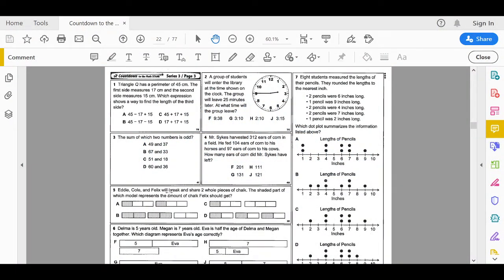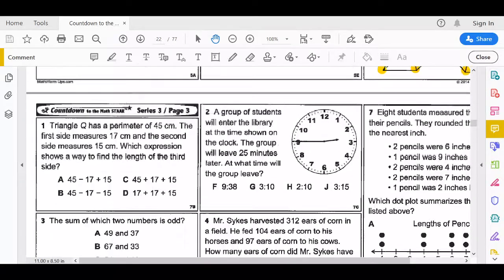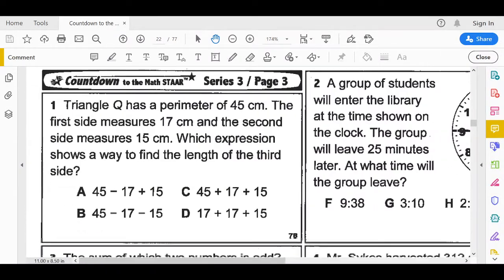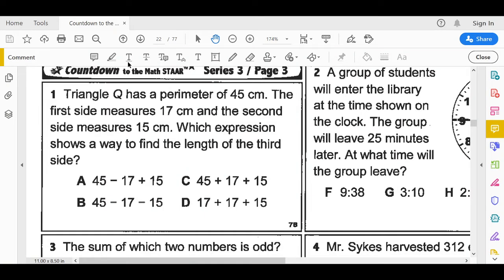Okay, in this paper we have 7 questions and I'm going to guide you through the answers for those 7. Let's begin. Number 1, right there. Triangle Q has a perimeter of 45 centimeters.